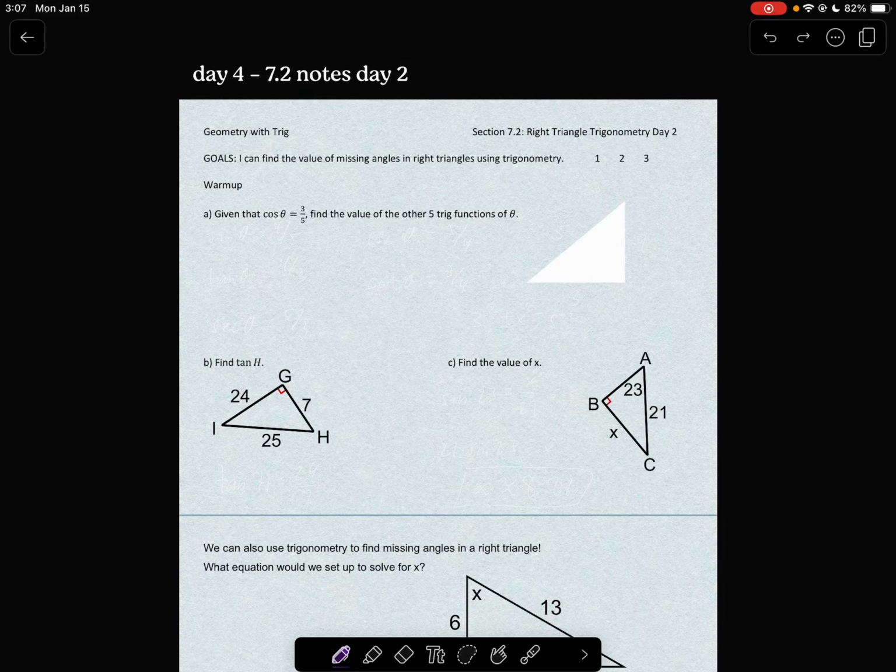Hey everyone, welcome to part 2 of right triangle trigonometry. In our last lesson, we learned how to solve for missing sides using right triangle trigonometry. And in today's lesson, we're going to learn how to solve for missing angles.